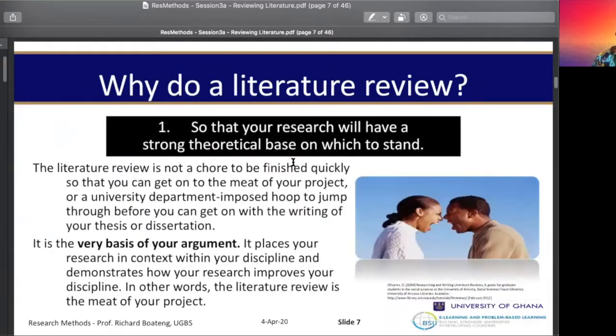Okay. We emphasized that we do the literature review to establish a strong theoretical base which will substantiate the arguments that we put across. Whenever we are arguing in academia, we need to know what the basis of the argument is. And reading the literature helps us to form our arguments and provide evidence for our arguments.